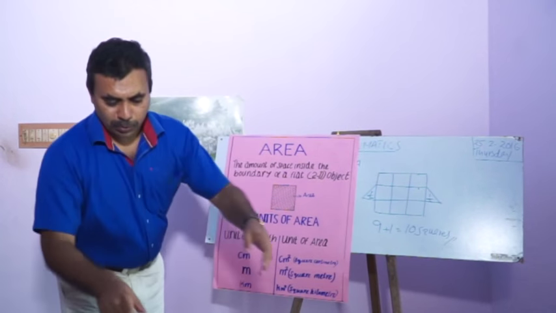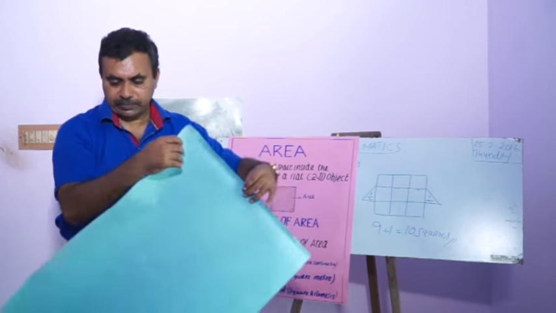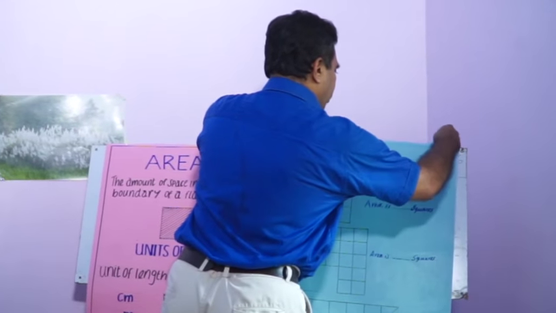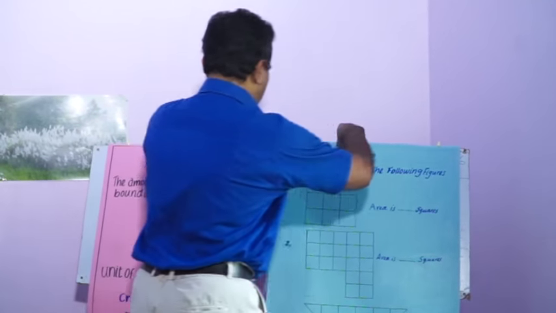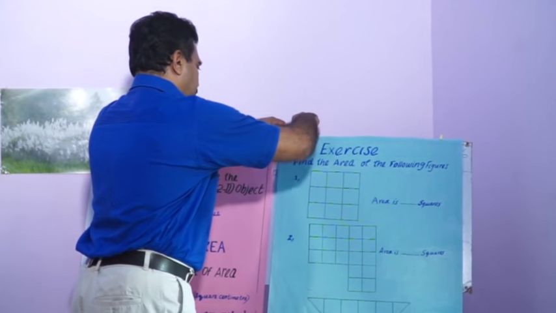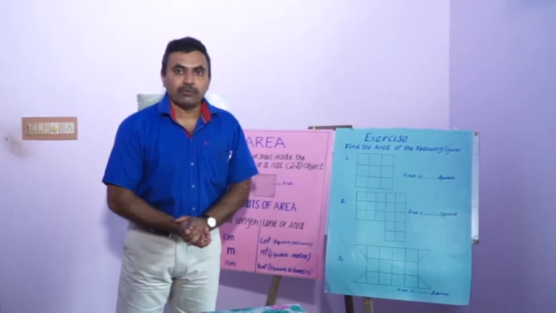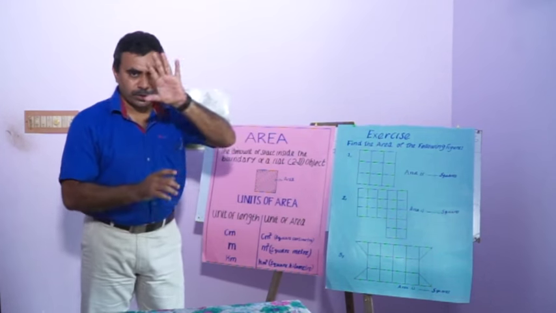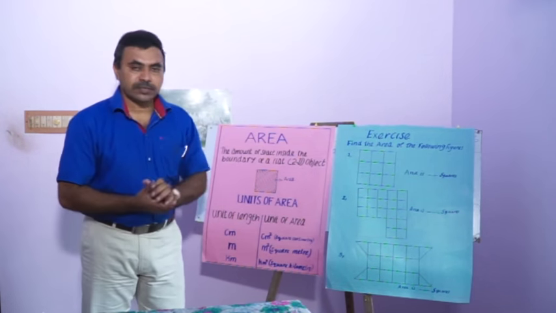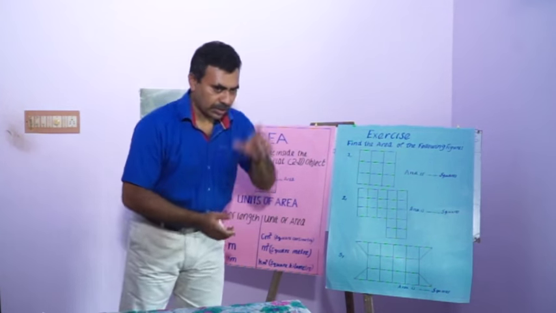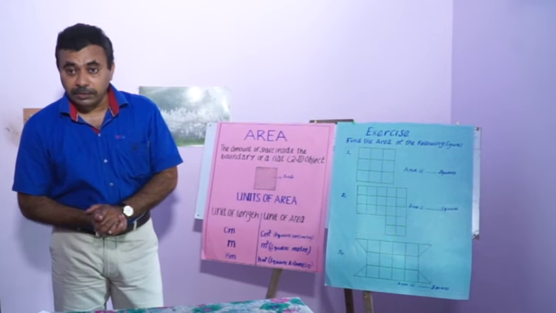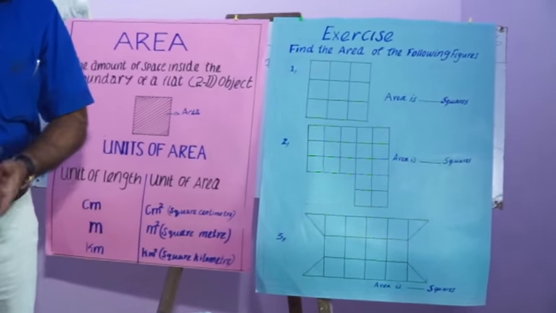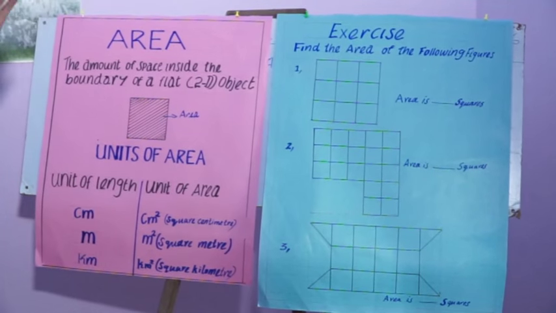Then, I will give you an exercise. Find the area of the following figures. 1, 2, 3, questions are there. Yes. 22. Draw the pictures. So just tell the answers. Yes. Just write in your books. Yes. 9. Yes. Very good. So I think all of you understood the concept.